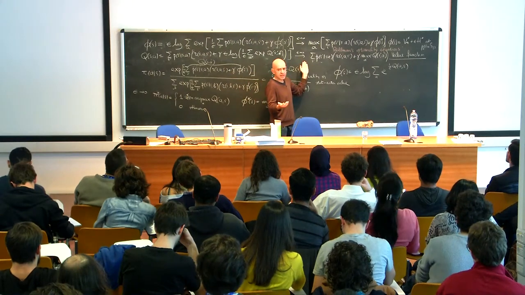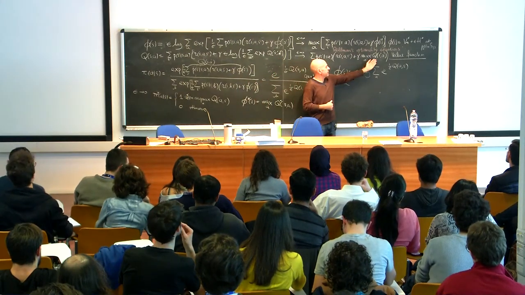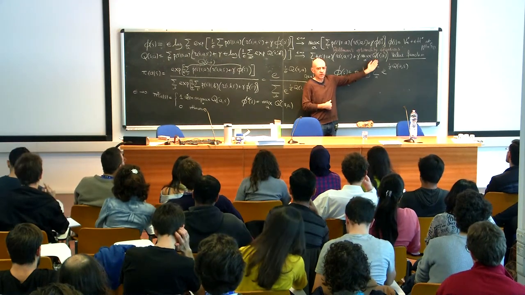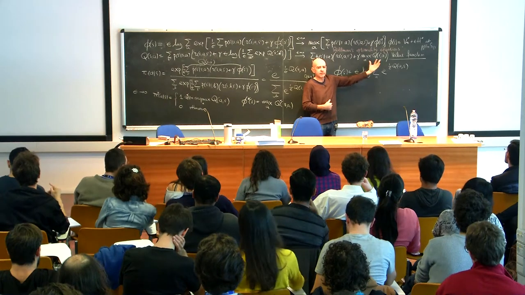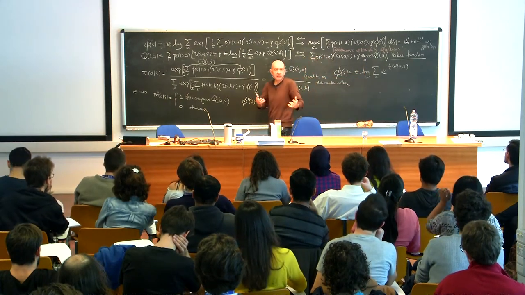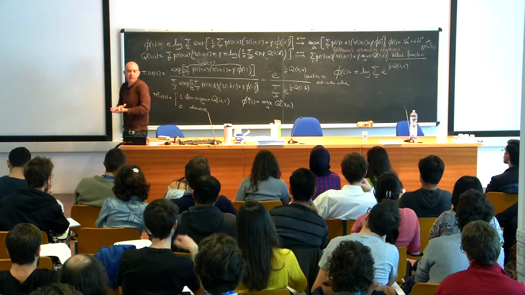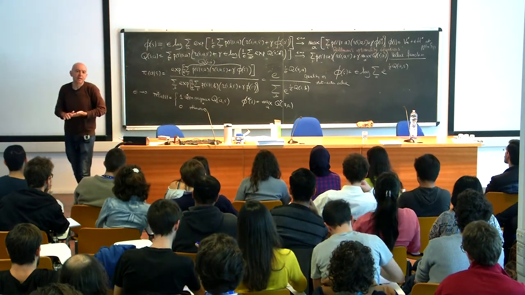Here you have a larger space, but you're better off because you just have to pick the maximum of your Q function itself. So it has a nicer form. So sometimes it's better in practice to use the quality function. Sometimes it's better to use the value function.